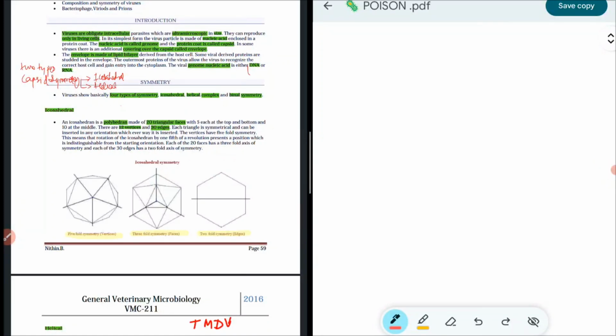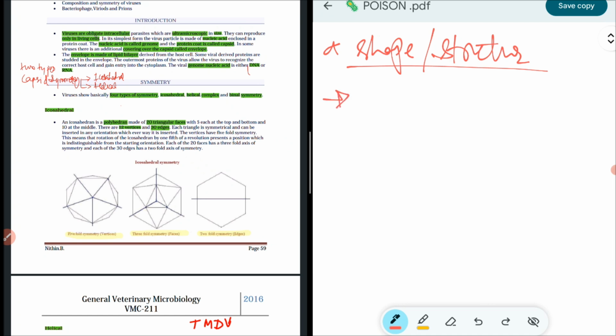Now that we understand the introduction of virus, now let us discuss symmetry. In general, symmetry means a shape or structure that is balanced and evenly arranged around a central point or line or axis. Whenever we are discussing virus, the symmetry plays a very important role.